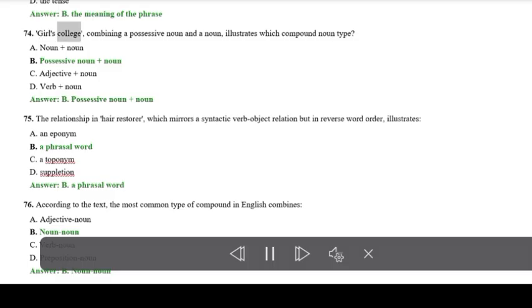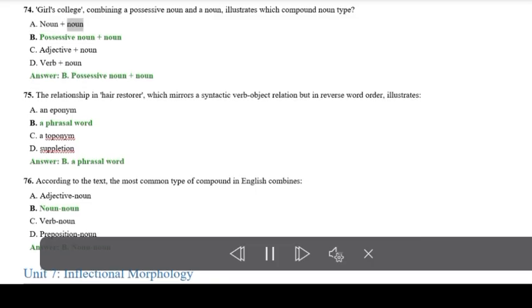74. For girls' college, combining a possessive noun and a noun, illustrates which compound noun type? A. A noun plus noun. B. A possessive noun plus noun. C. Adjective plus noun. D. Verb plus noun. Answer, B. Possessive noun plus noun.